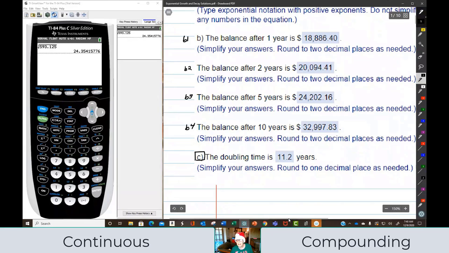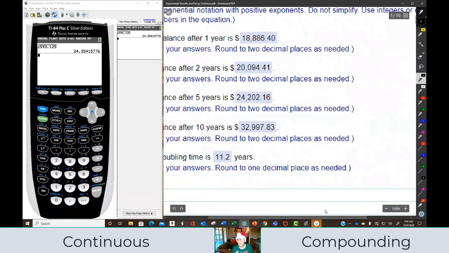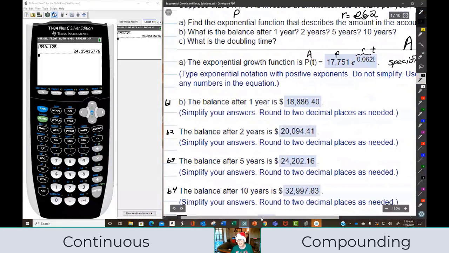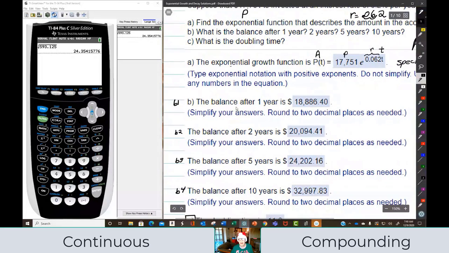But right now, let's use the specific formula to calculate how much money you're going to have in the bank. What is the balance at the end of 1 year, 2 years, 5 years, and 10 years? And for this, we're going to use the calculator. I'll make the calculator larger, make the picture larger, after I get the basic formula into it, because I have to be able to see the numbers.